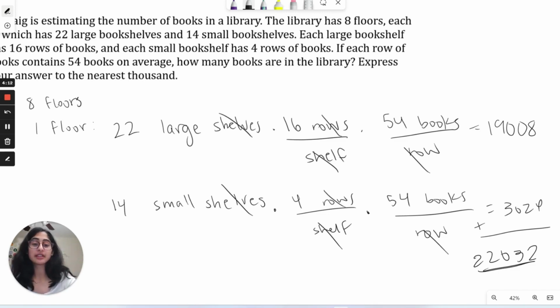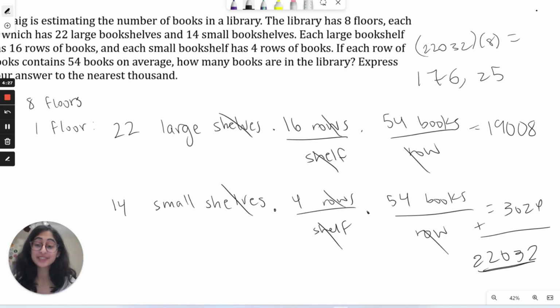So we have to multiply this number by 8, 22,032 times 8, and we get that in the entire library, there are 176,256 books. Somebody please take me there. But yeah, that's your answer.